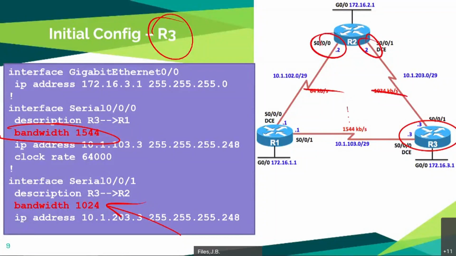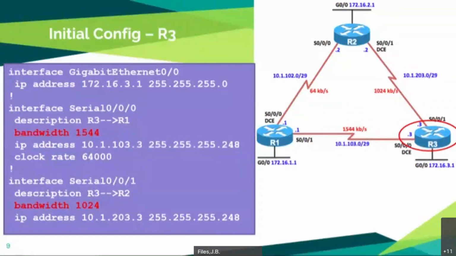So we wouldn't have to put the bandwidth on, like, say, those two interfaces. All right. But the default bandwidth would be used for the metric, and we would not be making optimal routing decisions. So we need to tell the routing protocol what the correct bandwidth is to use. And again, that's the default for serial 1544.